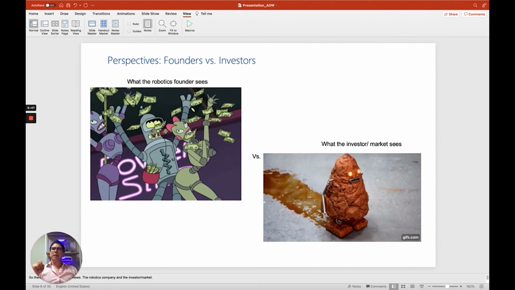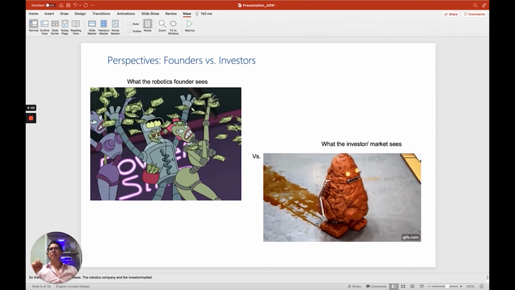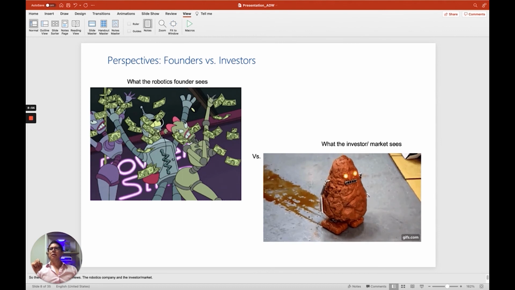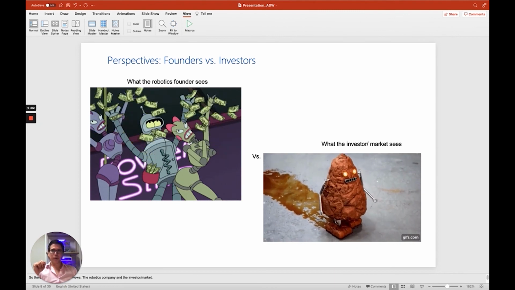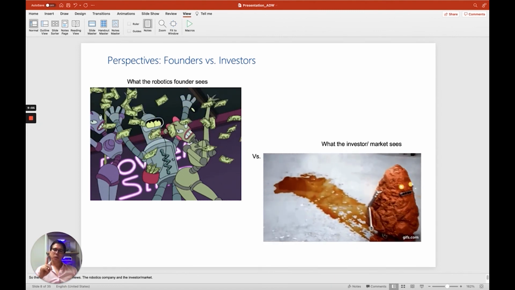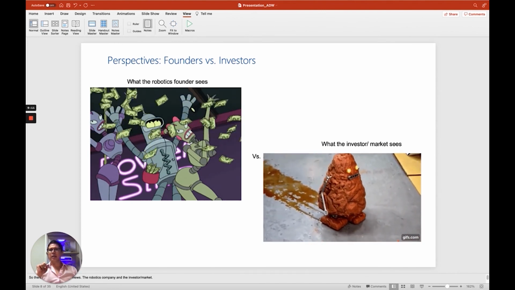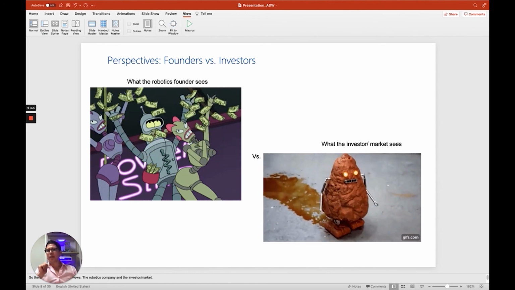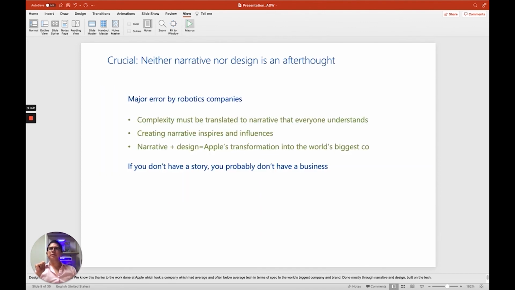If you took a company like DJI, which clearly wants to be the Apple of aerial robotics, you can see that it's following the form or recipe that Apple created design-wise. But what DJI is really missing is one of the key ingredients, and that's narrative. So neither narrative nor design is an afterthought.